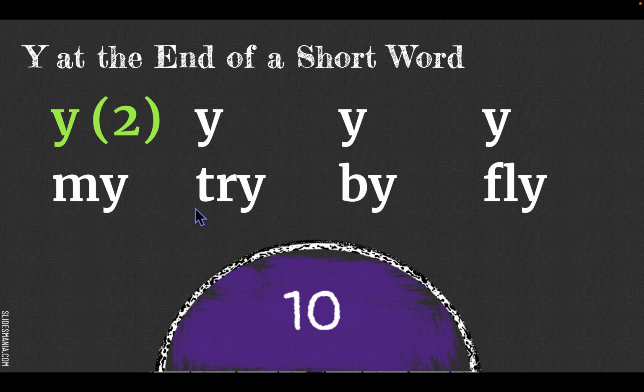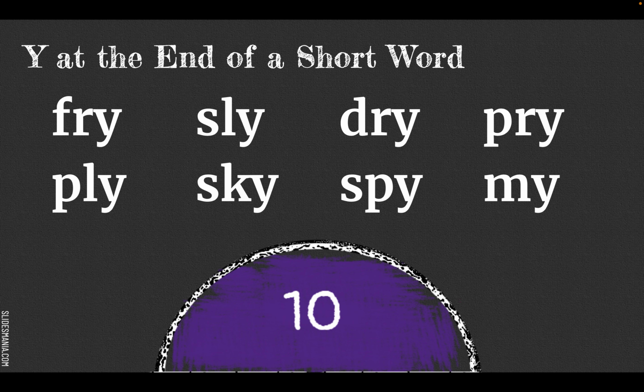M-I, my. T-R-I, try. B-I, by. F-L-I, fly. Let's practice with some more words. Fry. Sly. Sly means sneaky. Dry. Pry. Ply. Sk-I, sky. Sp-I, spy. My.